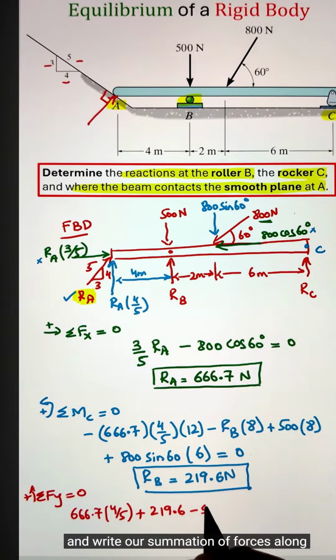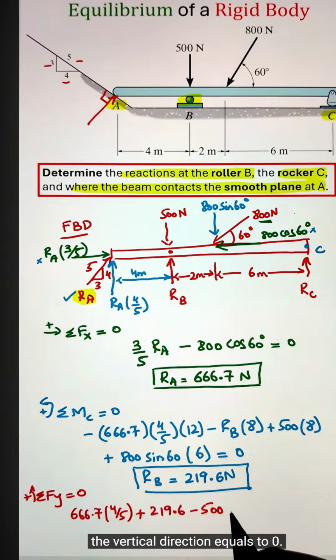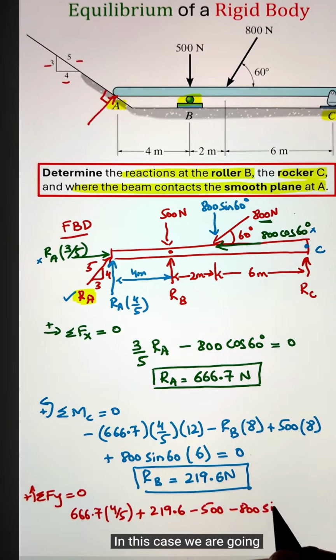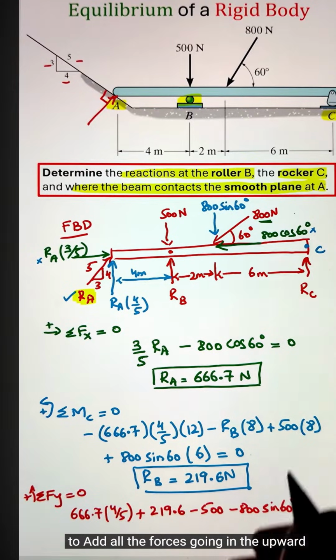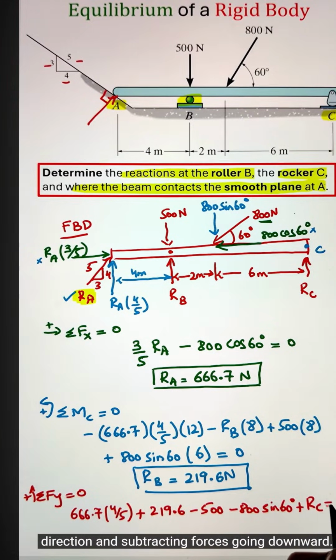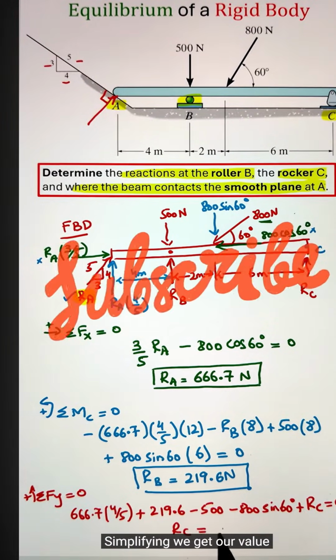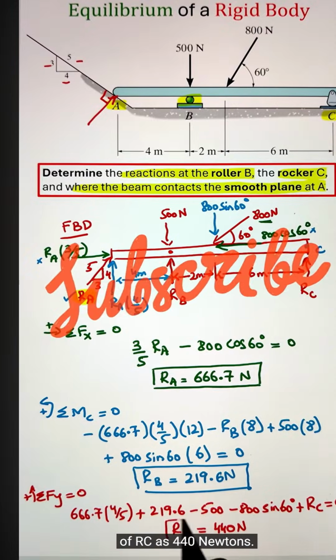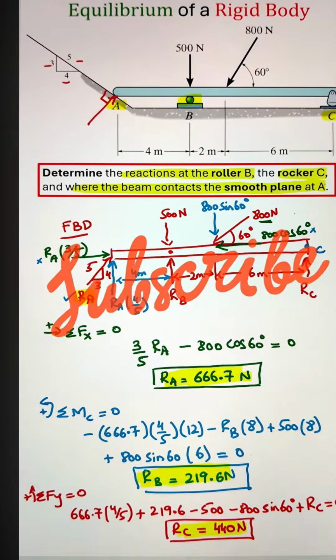Finally, we can go ahead and write our summation of forces along the vertical direction equals 0. In this case, we are going to add all the forces going in the upward direction and subtract all the forces going downward. Simplifying, we get our value of Rc as 440 Newtons.